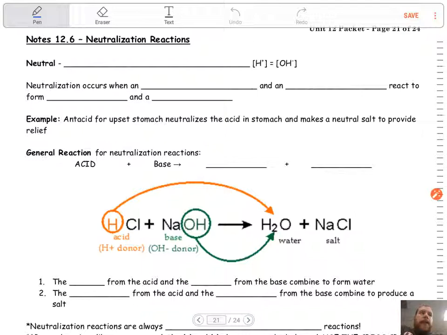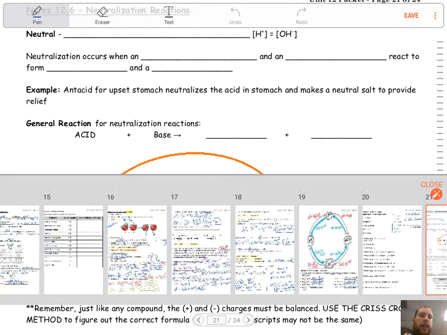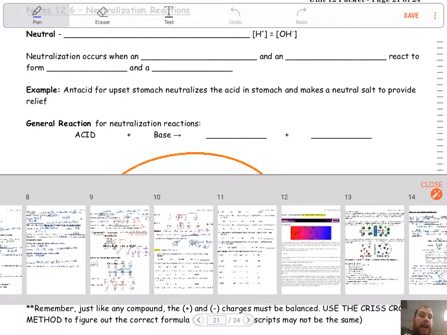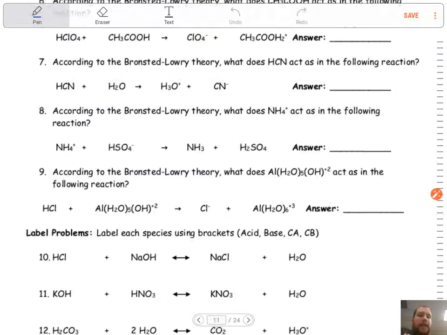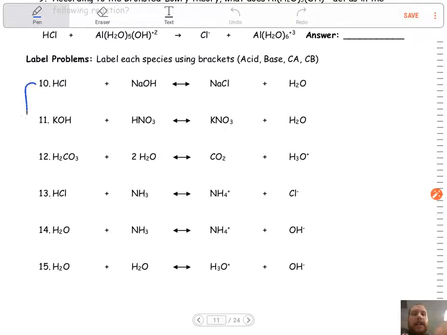When we were doing the conjugate pairs, one of your practice problems actually had a couple of neutralization reactions in it. So if we go back and look at page 11 really quick. Numbers 10 and 11, these were neutralizations. And one thing that was different when you look at these two reactions compared to every other one is that there are no ions present.